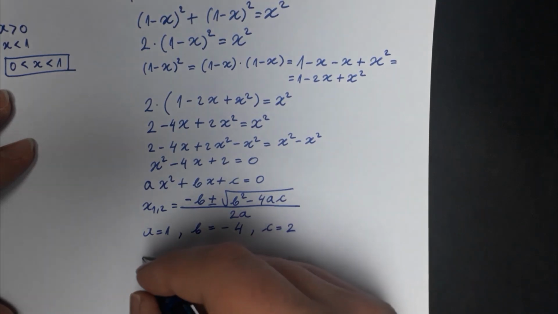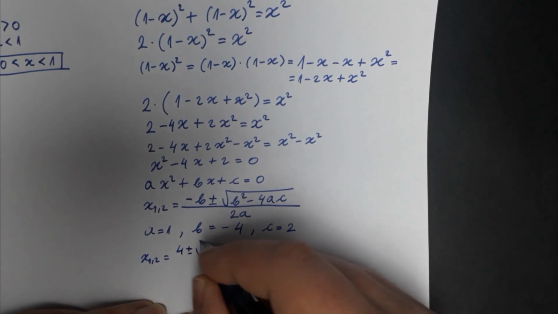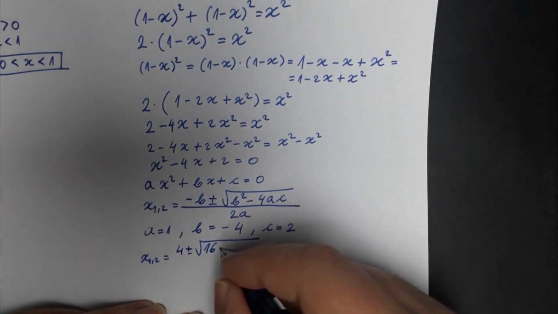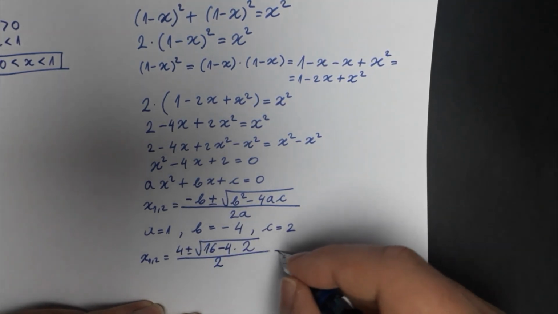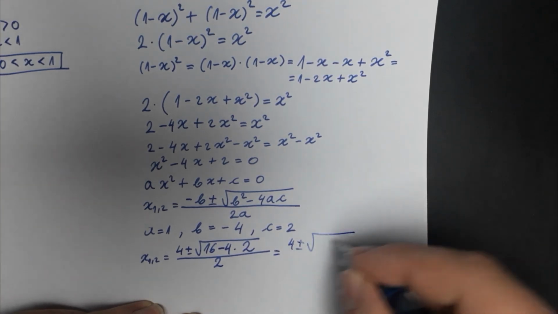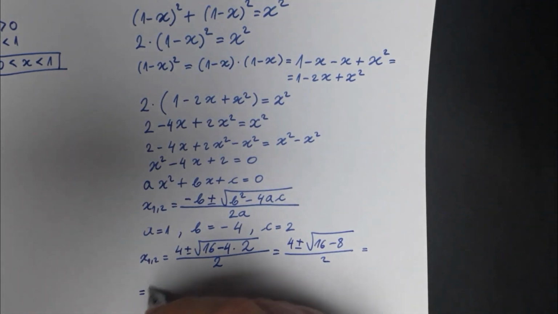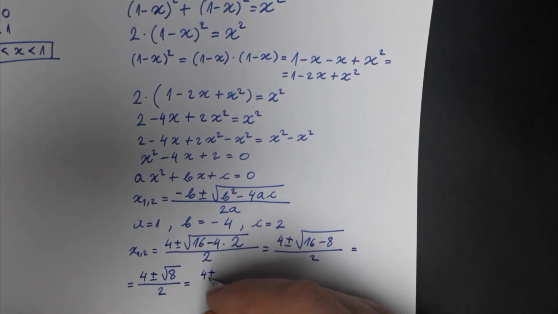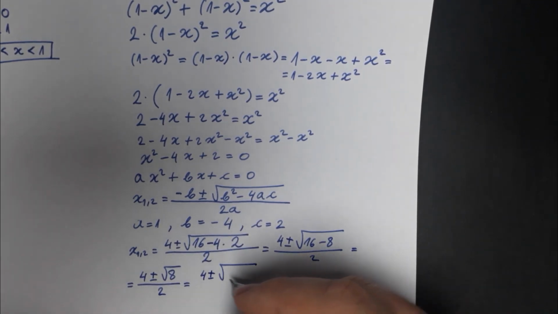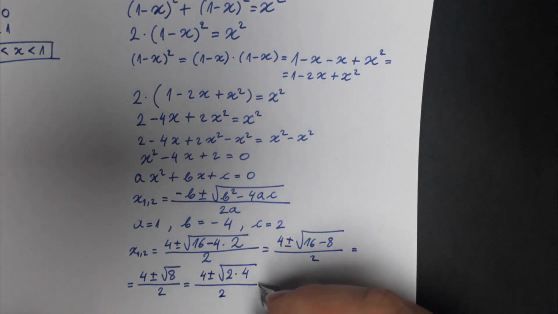So when we insert this, we have that x1 or 2 is equal to 4 plus or minus the square root of 16 minus 4 multiplied by 2, divided by 2. This is equal to 4 plus or minus the square root of 16 minus 8, divided by 2, and that is equal to 4 plus or minus the square root of 8 divided by 2. We can write this as 4 plus or minus the square root. 8 is going to be written as a product 2 multiplied by 4 and then divided by 2.